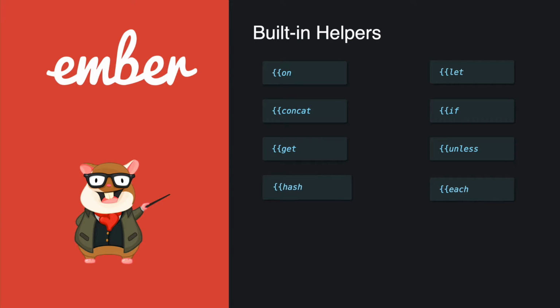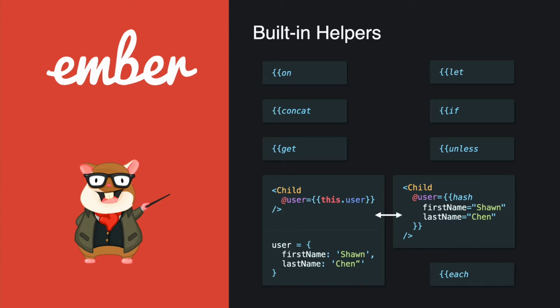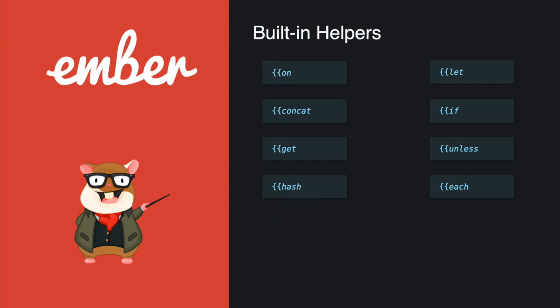Next, the hash helper. It helps you create a hash with the given key and value pairs. What it is basically doing is helping you create a JavaScript object inside your template. This is exactly the same as if we created this object within the JavaScript and then passed this object down into the child component.